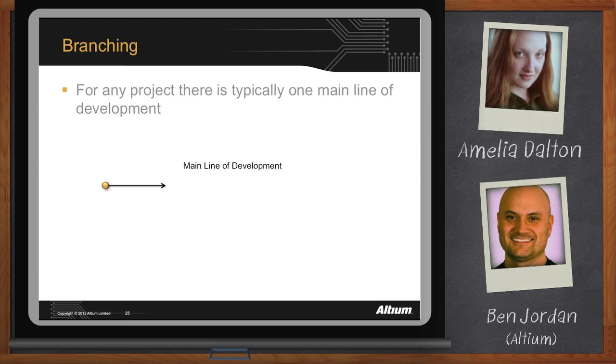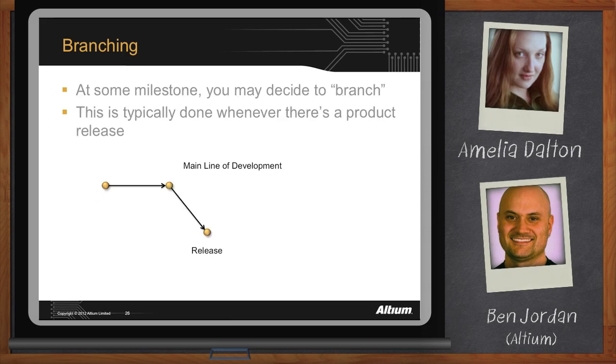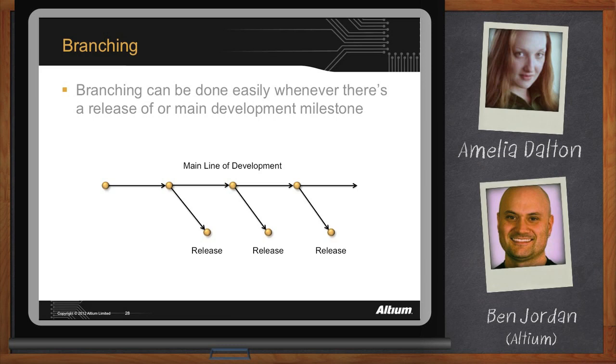And basically how it works is this. For any project, there's typically one main line of development, and that will continue on over time. At some point, or some specific design milestone, you may decide to branch, and this is usually done when there's a product release or a development milestone has been reached. So you'll create a branch from that. But you will continue on with the main line of development, and this can be done really easily whenever there's a release or a main development milestone. So you'll continue on over time, and each time maybe when there's a release you'll create a branch.